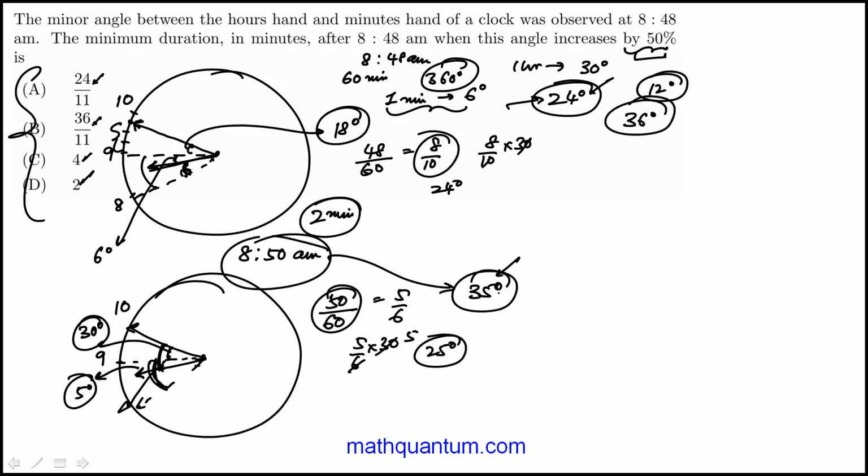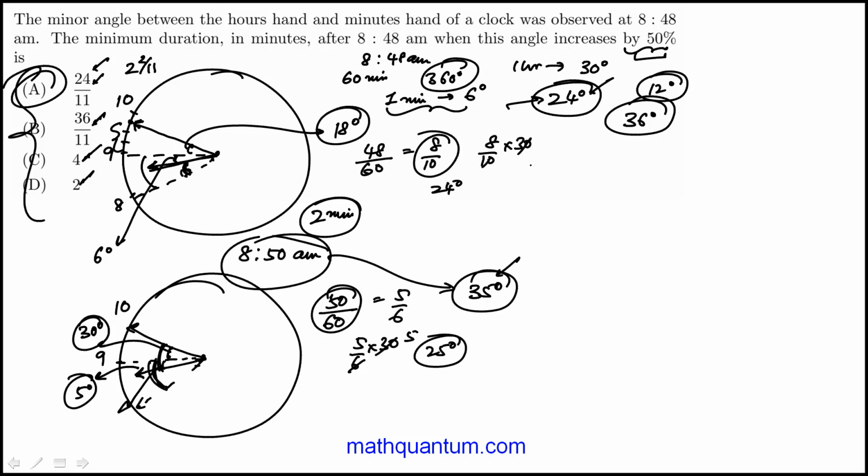At 8:50, the angle is at 35. So we need to go beyond 8:50, which means we need the time to be slightly more than 2 minutes. And if we look at the answer choices, this one is slightly more than 2. So this is 2 and 2/11. So that's going to be the answer. Because you'll see these are too far out. So that's one thing you could do if you weren't able to go forward with this question.